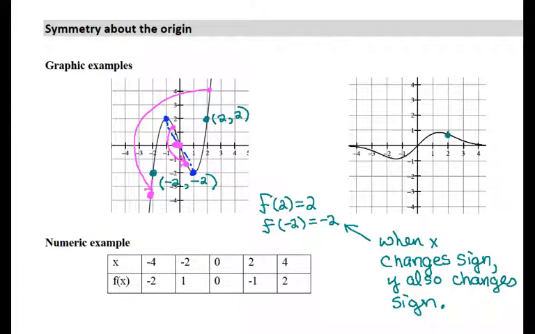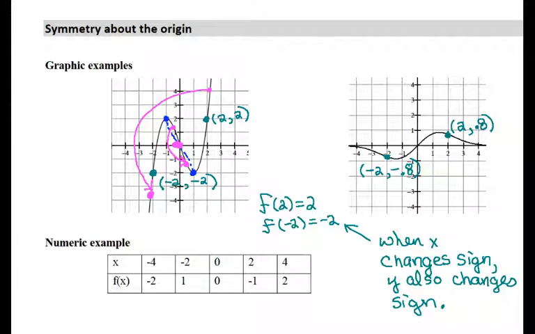Looking at our second graph, we can see a similar pattern. This point here is at 2, and let's estimate that value to be about 0.8. The corresponding point that gives it symmetry is at -2, -0.8, right?